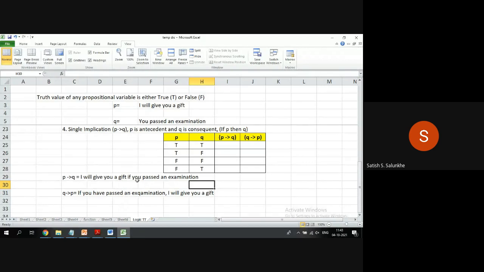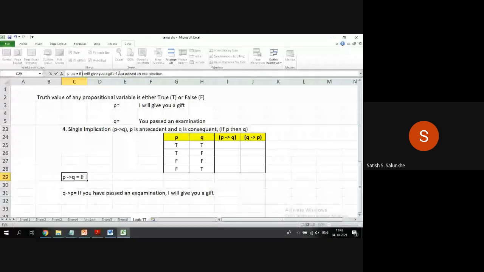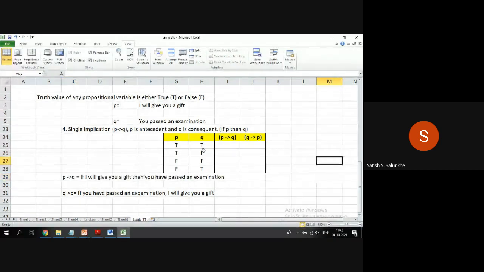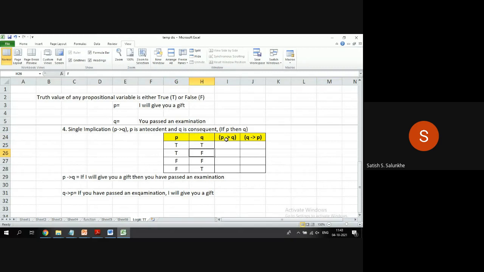No, P implies Q is not like this. What is P implies Q? If I will give you a gift, then you have passed an examination. Let us try to understand what this is basically. Okay, what we need to identify: given the truth value of P, given the truth value of Q, we need to understand the truth value of this single implication P implies Q.